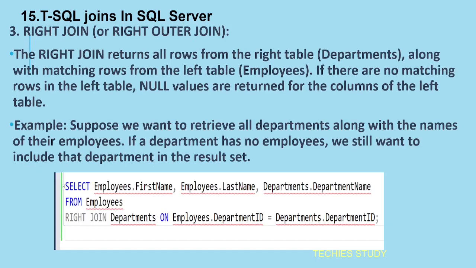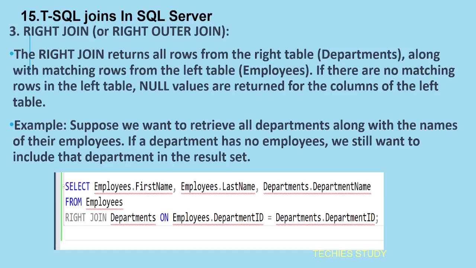In right join, all rows from the table departments are returned along with matching rows from the left table, employees. If there are no matching rows in the left table, null values are returned for the columns from the left table. It's the vice versa of left join.